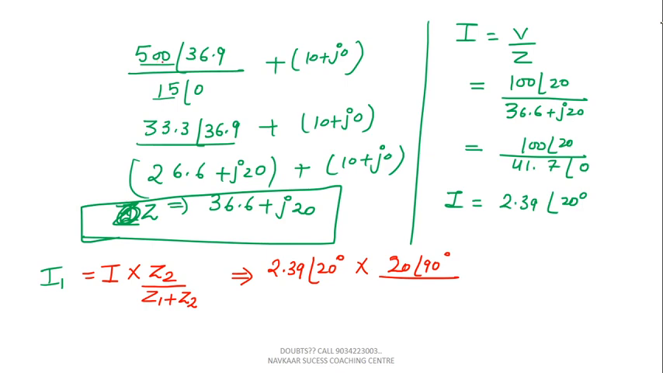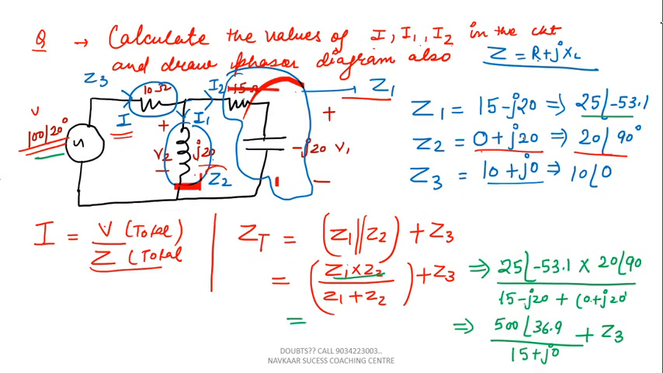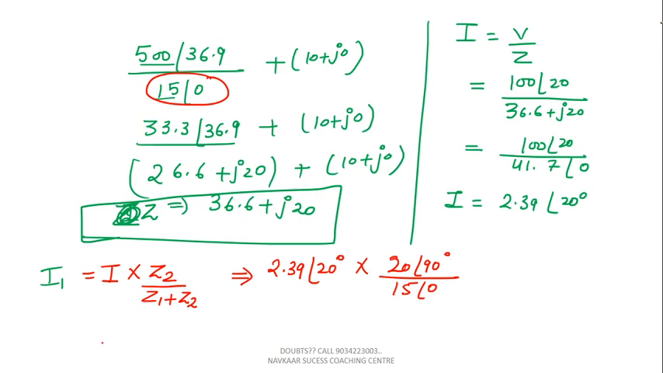And Z1 plus Z2 we calculated, 15 angle 0. You can calculate it again also, because it is in rectangular form, Z1 plus Z2, then you need to convert it into polar form. If we solve this, the angle would be 90 degree and 20 divided by 15 is 1.33. So you will get 3.17 angle 110 degree. If you convert it into rectangular form, it would be 1.08 plus J2.9.